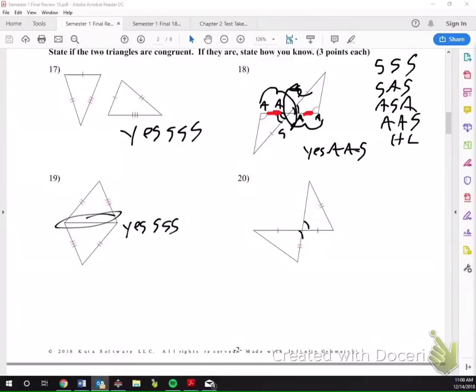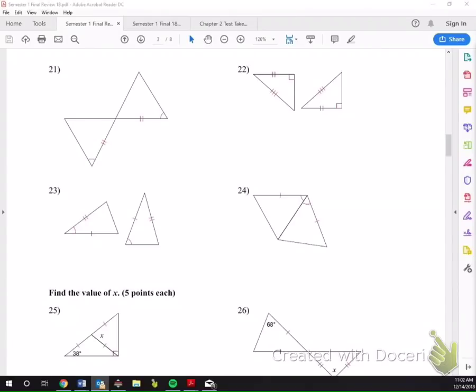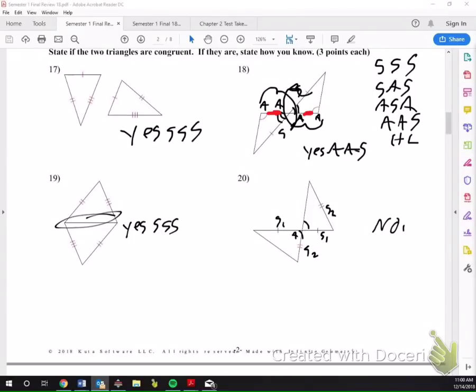When we do proofs, that shared side is referred to as the reflexive property. And then in 20 again, notice here, we have two sides and an angle in between. So again, notice how I labeled them side 1, side 2. Now notice here, we have two sides and an angle. But for this to match up, they have to be in the same order. Remember, I just said this, order matters.